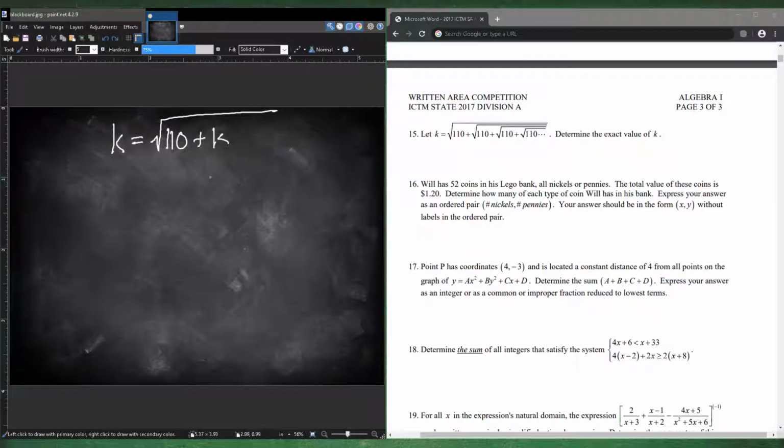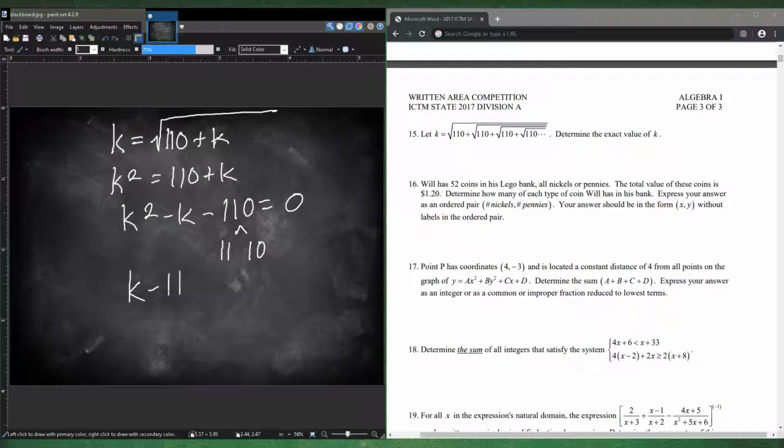Now we just have to find k. It's just an equation now, a really easy one: k squared is equal to 110 plus k. So k squared minus k minus 110 is equal to 0. I see that 110 is made by 11 and 10. Since I want the middle term to be negative, the bigger number has to be negative. So k minus 11 and k plus 10 equals 0. That gives k squared plus k minus 11k, so minus k, and then minus 110. So k has to be equal to 11. Okay, so that's your answer for number 15.